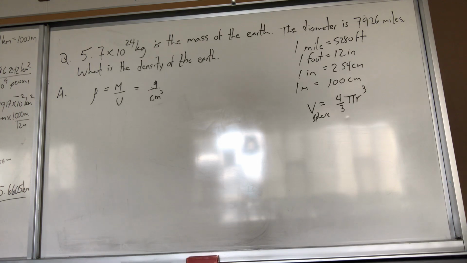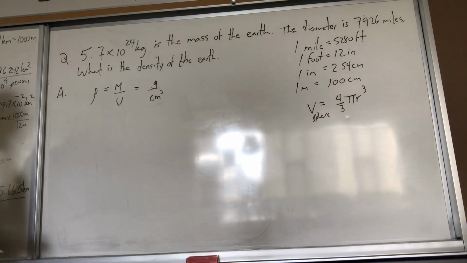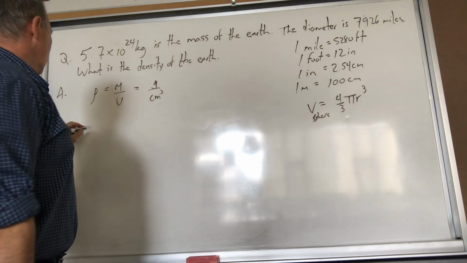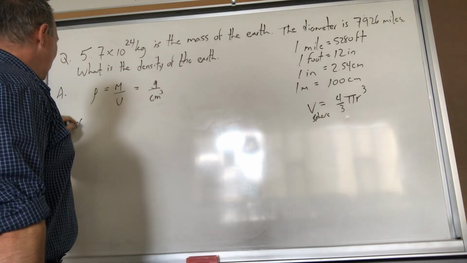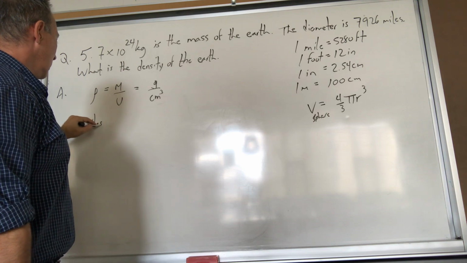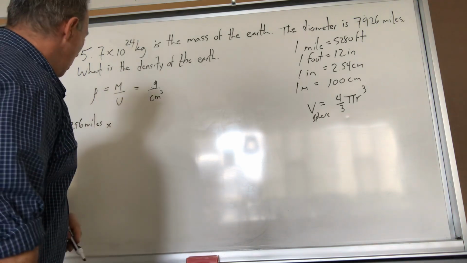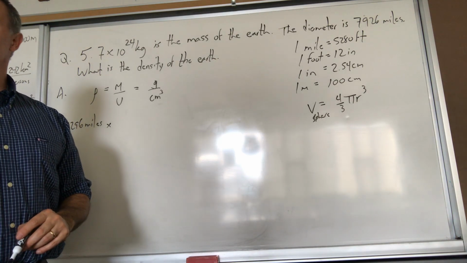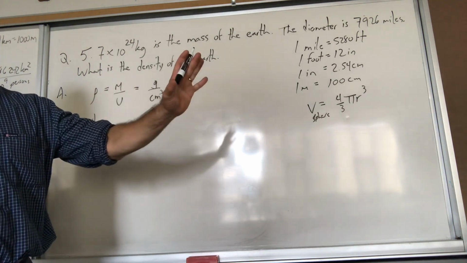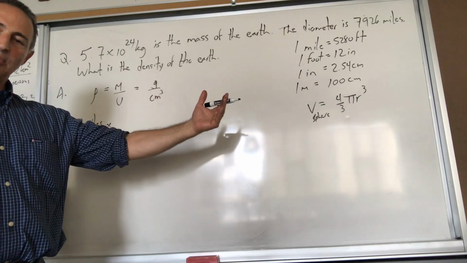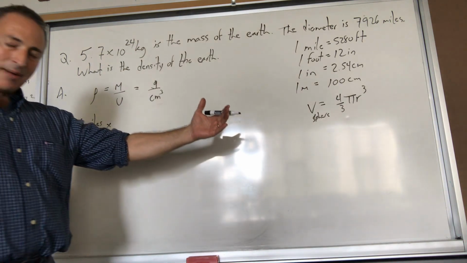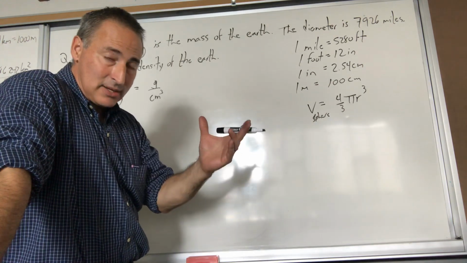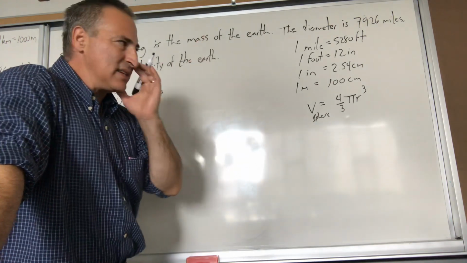So let's find the volume of the Earth. 7,926 miles times, well, we're going to do all of this in linear units, and at the end we've converted the diameter of the Earth into centimeters. We're going to take half of that, because we want the radius, and then we'll cube it. And that's probably the easiest way to do it.